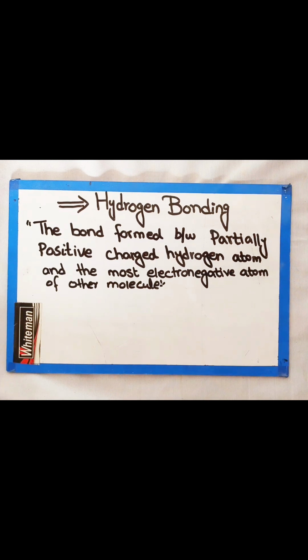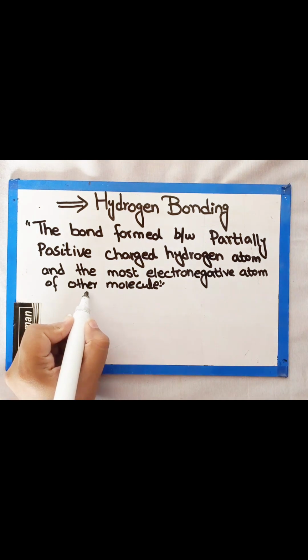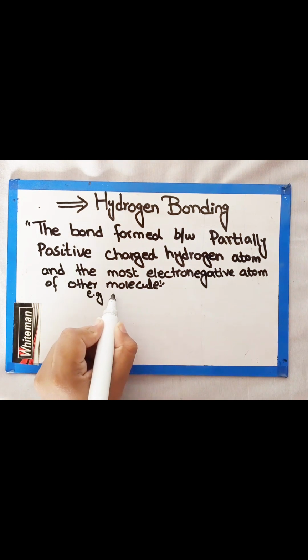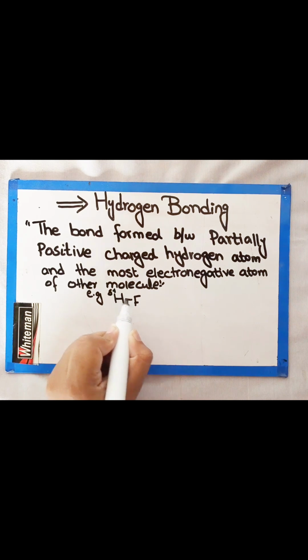The bond formed between a partially positive charged hydrogen atom and the most electronegative atom of another molecule. The bond that is formed between two atoms: one hydrogen atom carrying partial positive charge, and the other molecule nearby should carry a highly electronegative atom, like fluorine, like oxygen, like nitrogen.